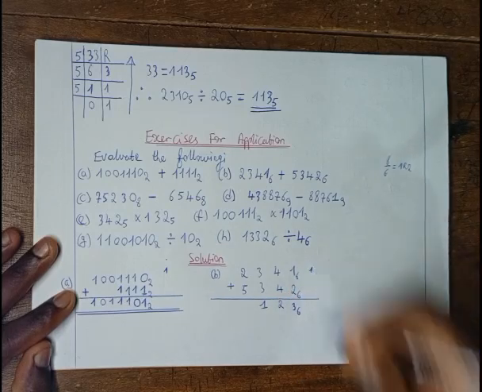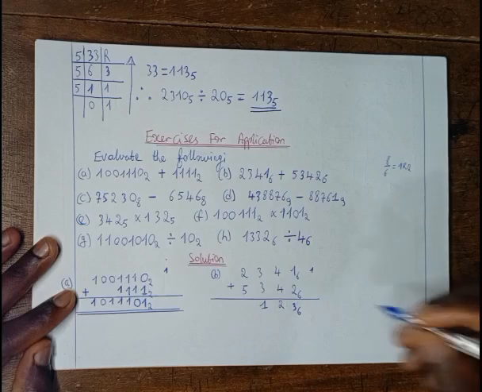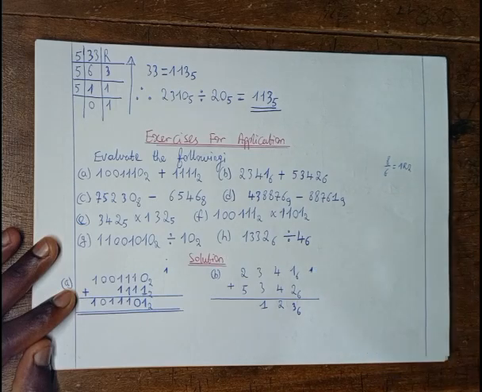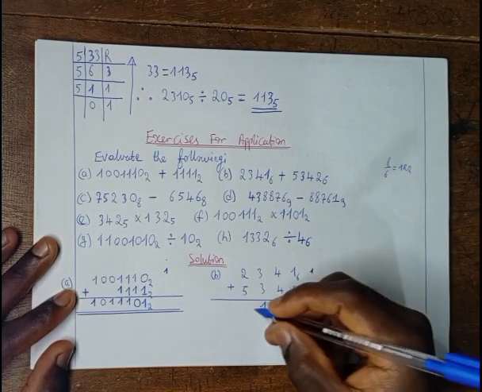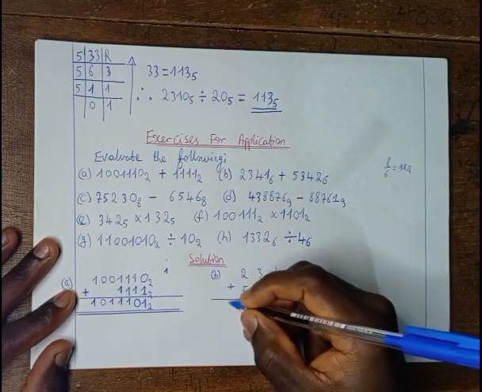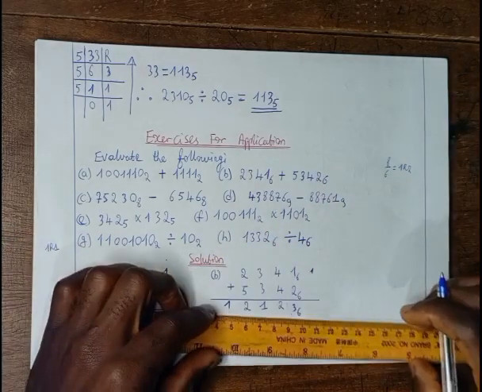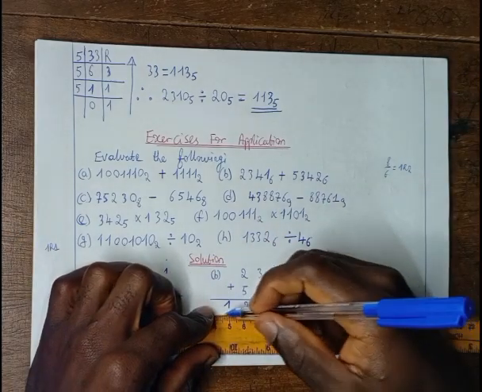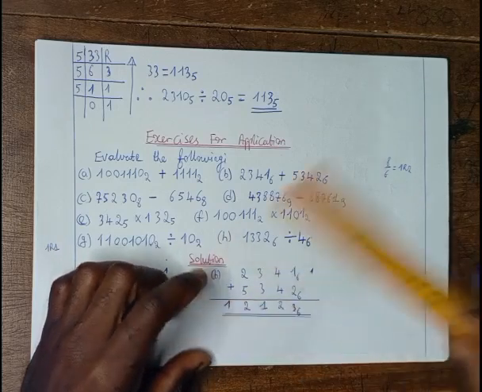We carry 1. 2 plus 5 gives us 7, plus this 1 gives us 8. We know 8 in base 6 gives us 1 remainder 2. We are going to write the remainder here, 2. Then we write down the whole number part at the highest place value. Our answer will simply be 1, 2, 1, 2, 3 in base 6.